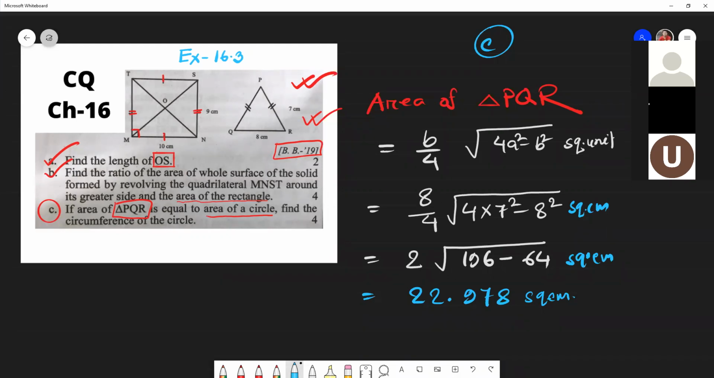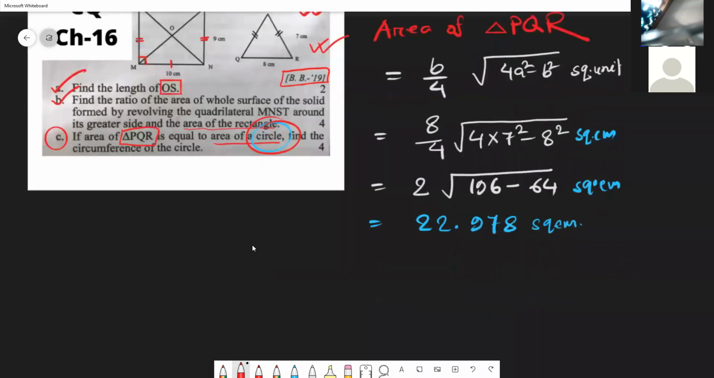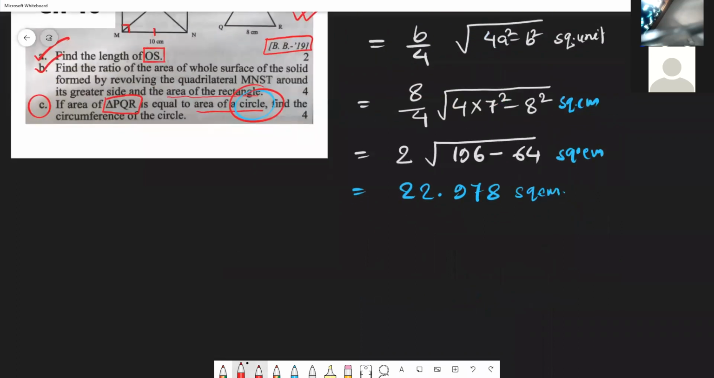this area is compared with the area of a circle. Which is essential to finding the area of a circle? Anyone? Which is exactly required to find the area of a circle? Radius. Yes. If the radius is given, we can easily find the area of a circle. Now this radius is not given here, so now we can start. Let the radius of the circle be R.